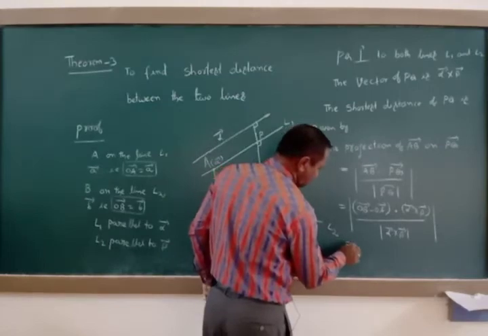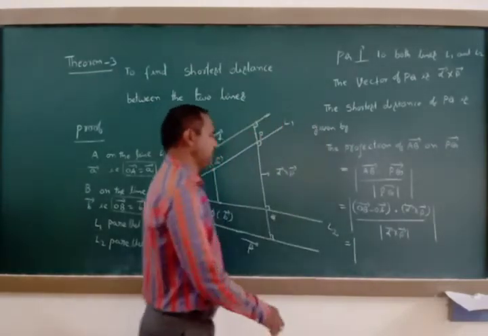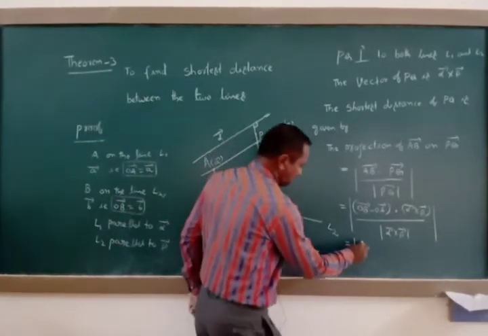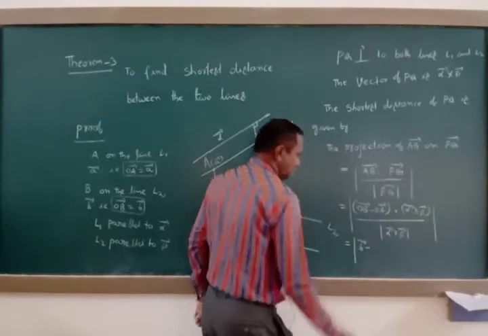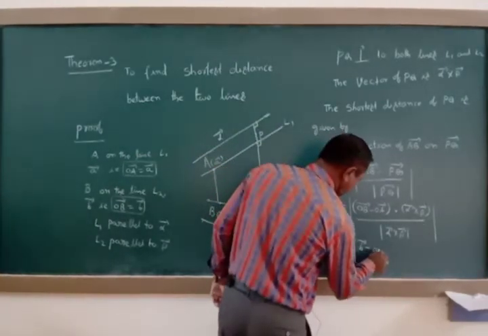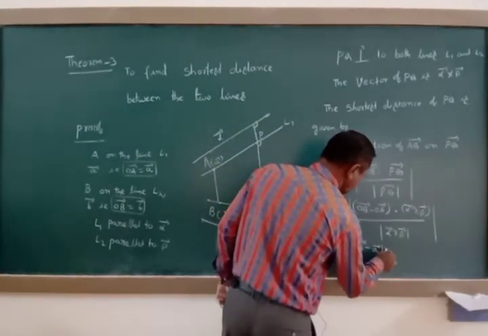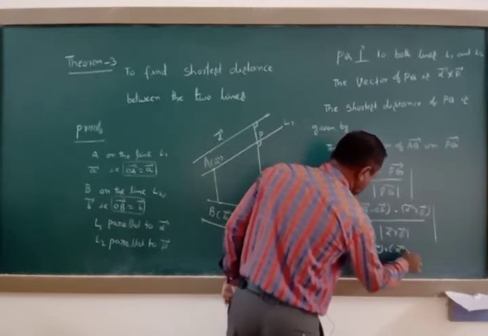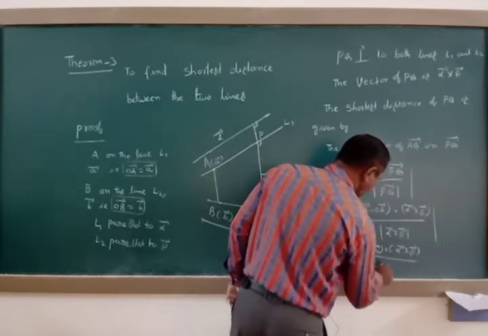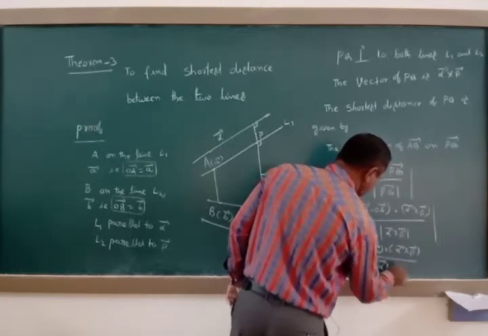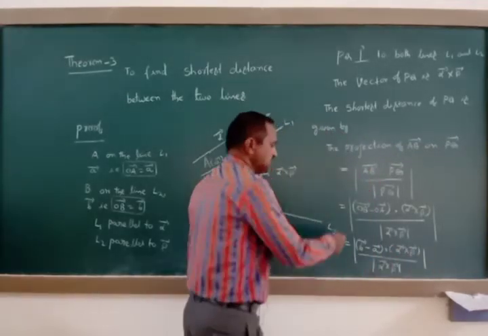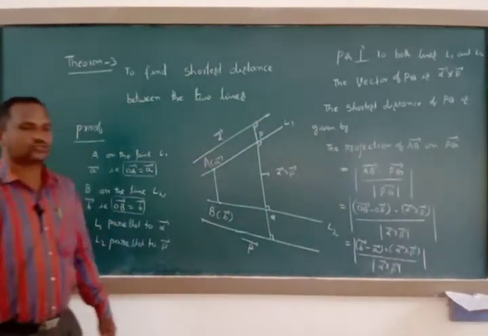That is equal to, instead of OB what we considered here? B vector, minus, instead of OA what we considered? A vector, small letter a vector, dot alpha vector cross beta vector, whole dividing by magnitude of alpha vector cross beta vector, which is the formula to find the distance between the two skew lines.